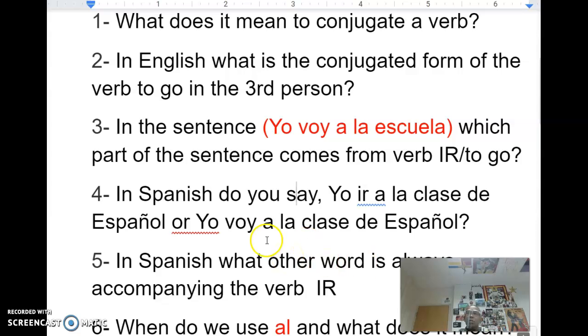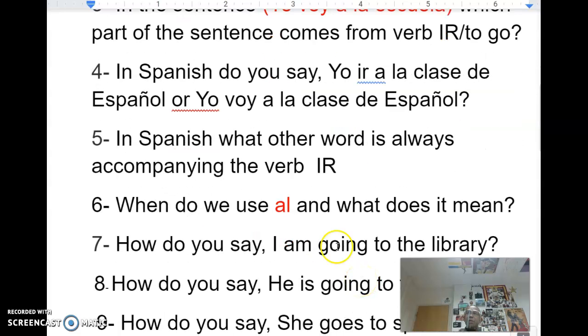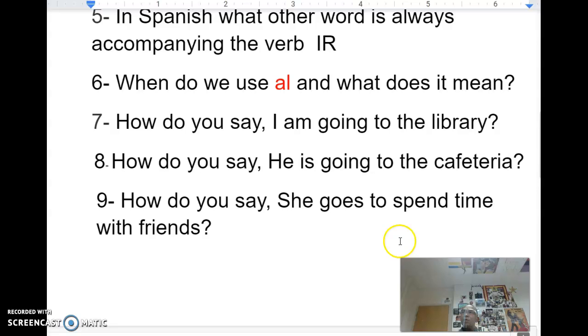Número 5. In Spanish, what other word is always accompanying the verb ir? That's something that you can find in the lesson today. Number 6. When do we use the contraction al, and what does it mean? Number 7. How do you say I'm going to the library, or I go to the library?